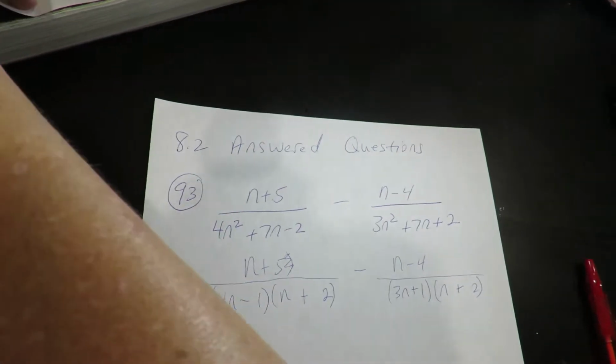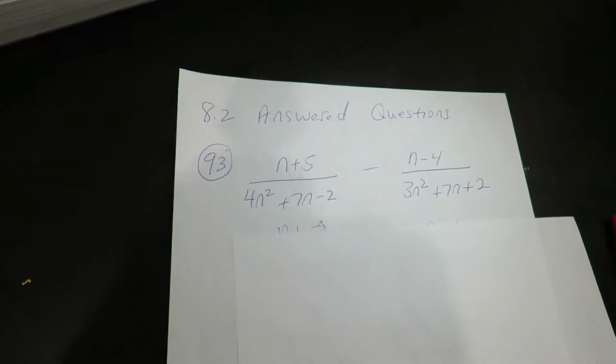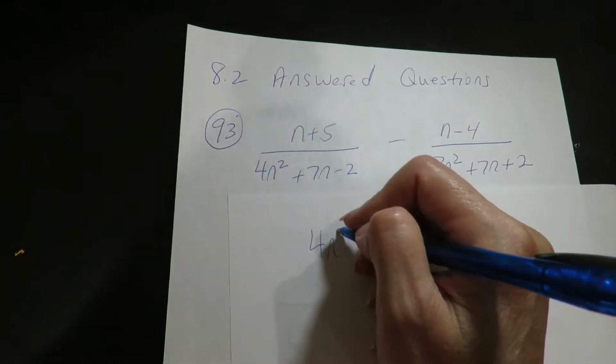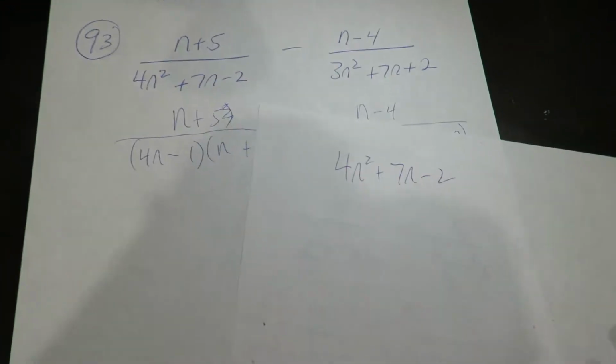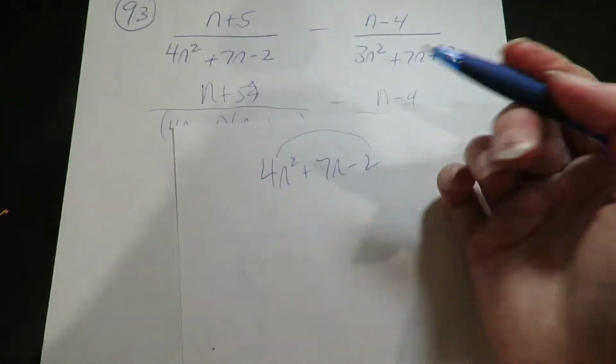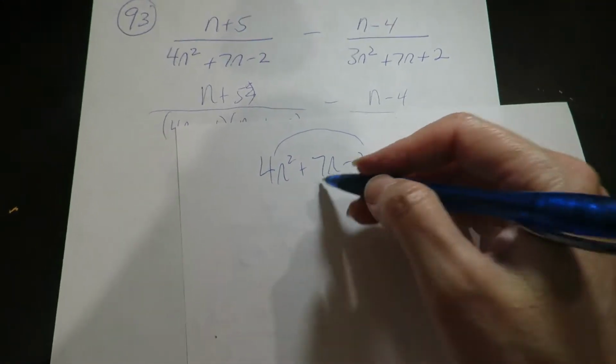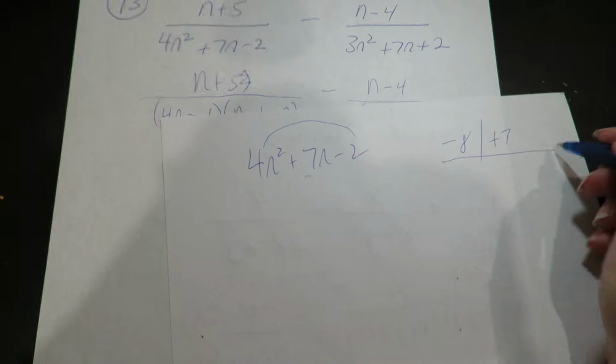Alright, let me just do that for you real quick, because some people are going to be like, how the heck did that happen? So remember, when you're doing that technique I showed you, you're going to multiply this times this. That makes a negative 8. Has to multiply to negative 8, add to a 7.